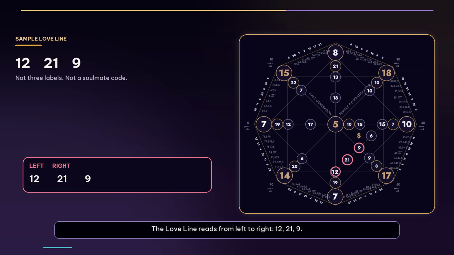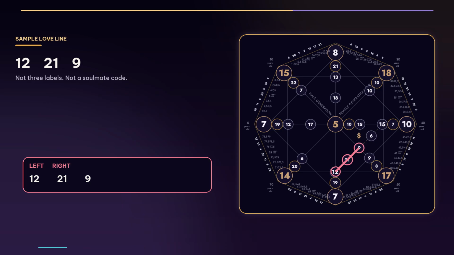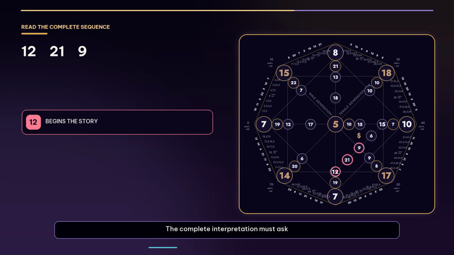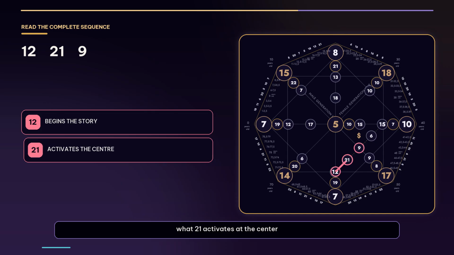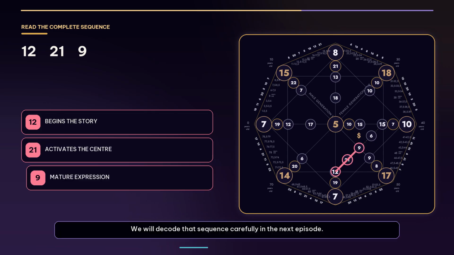The love line reads from left to right, 12, 21, 9. Those are not three separate labels, and the middle number is not a soulmate code. The complete interpretation must ask how 12 begins the relationship story, what 21 activates at the center, and how 9 may express as the line matures. We will decode that sequence carefully in the next episode.